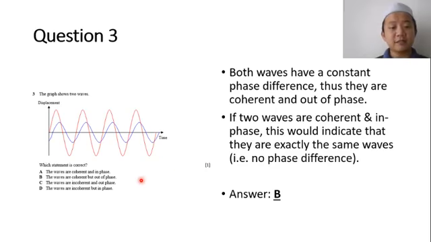If in phase, it means they are the same. So if two waves are coherent and in phase, this would indicate that they are exactly the same waves. That means no phase difference at all, constantly no phase difference. So they are coherent but in phase. But in this case they are coherent but out of phase, because their frequencies are different. So the answer is B.